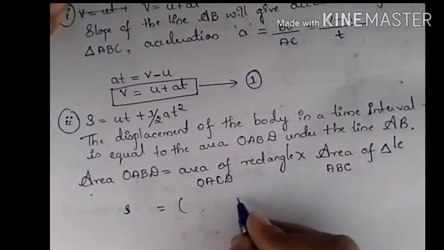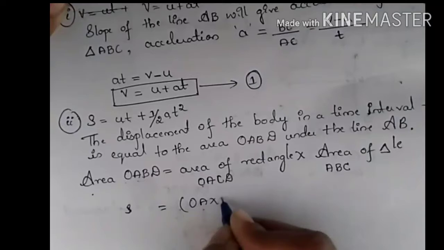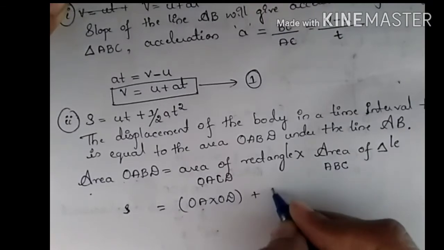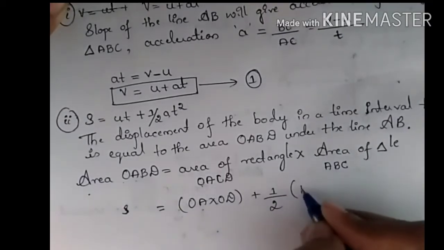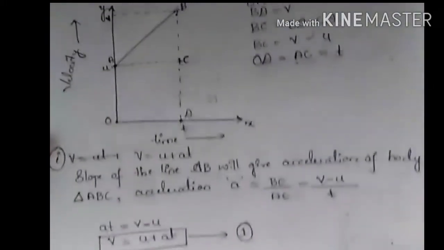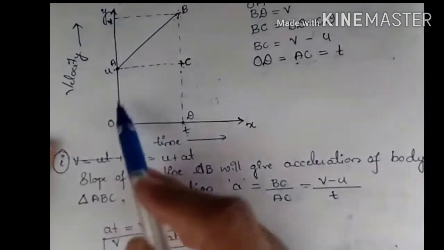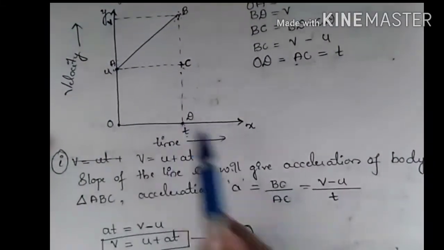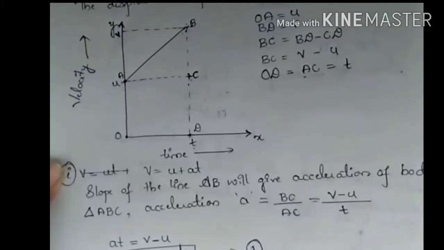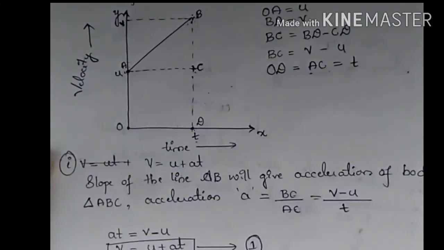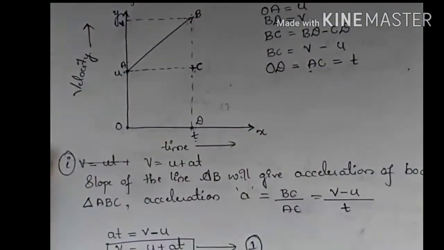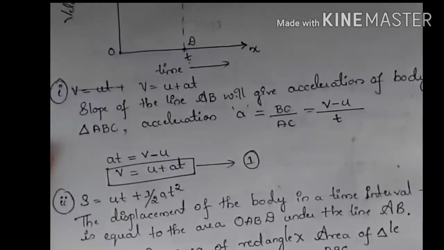the area of the rectangle will be OA multiplied by OD, plus the area of the triangle, which is half base into height, so half BC multiplied by AC. How? The rectangle will be length into breadth, so OA multiplied by OD will give you the area of the rectangle. Then to measure the area of the triangle, you take the half base into height equation, so half BC multiplied by AC. This will give the area of the triangle.